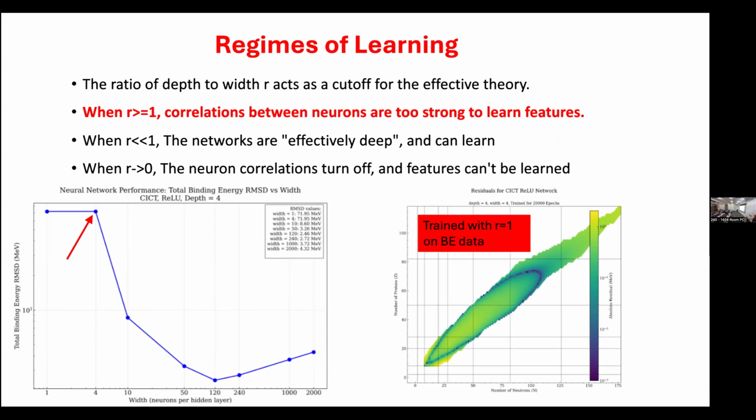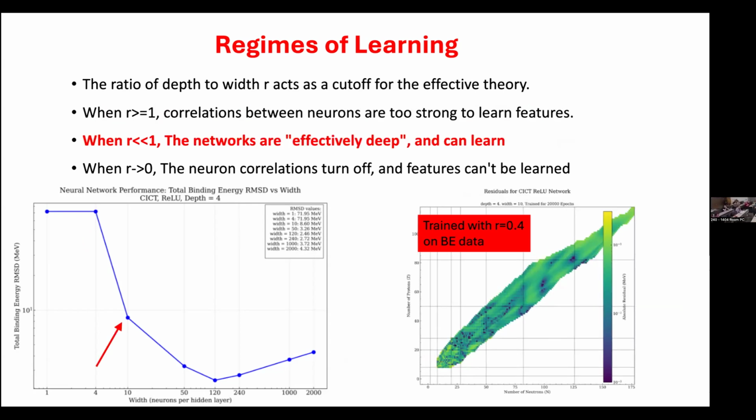So in these figures, I trained a neural network to learn binding energy as a function of neutron number and proton number. And what you can see is when I have it so that my ratio of depth to width is tuned to 1, I get the highest value of my root mean squared deviation over here on the left. And if I look at the actual residual plot, just taking the difference between my data and what my neural network learned, you can see that most of it is in the higher part of this color gradient. It didn't learn very many features whatsoever.